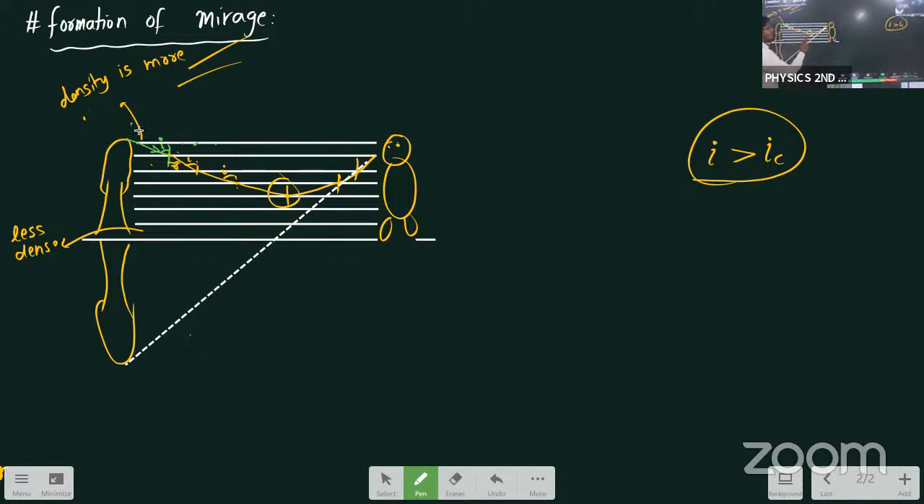So whenever a light ray is going from the upper denser region to the rarer region, it will move away from the normal. At one particular point, what will happen? The light ray will get reflected, and whenever the person is seeing that light ray, he will see that the image of that object is formed on the ground surface. And this is the phenomena for formation of mirage. I hope you understood this answer.